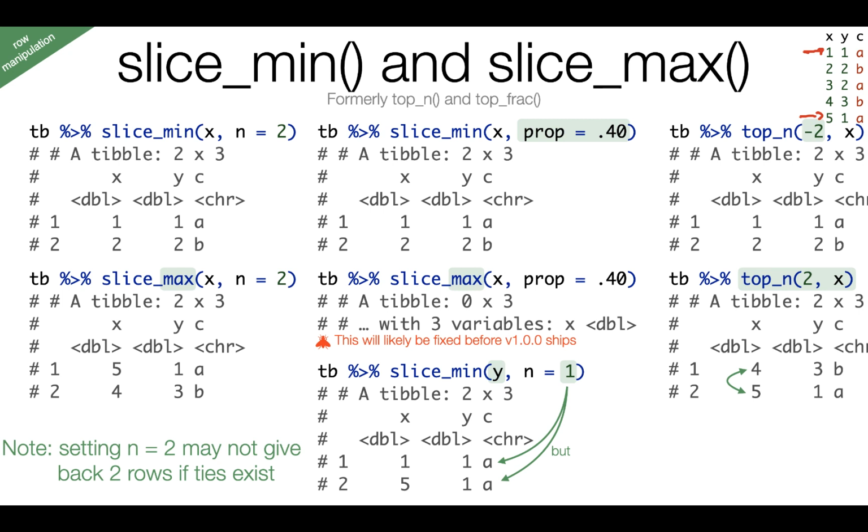If you don't want to get more than the number of rows that you ask for back, you can actually just change a default value in the slice min function, and it will turn that off and it will just give you the first rows that actually match that criterion. But again, by default, you're getting that with ties equals true functionality.